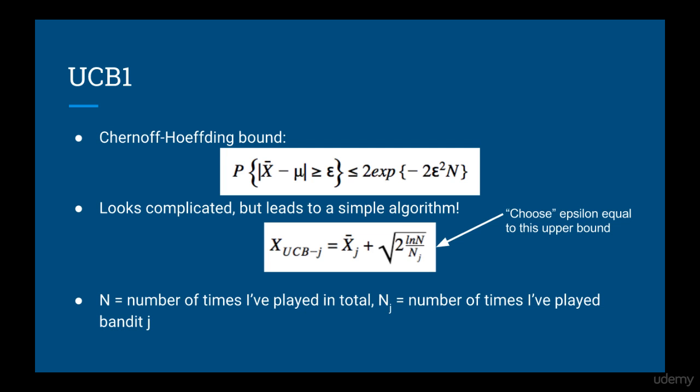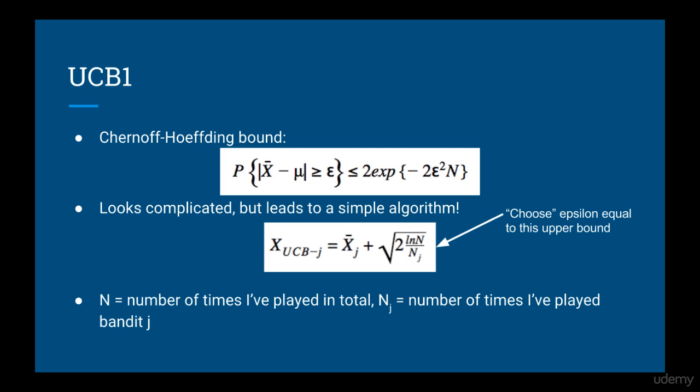The details are outside the scope of this course, but the algorithm is just as simple as the others we've looked at. The idea is, we take the upper confidence bound to be the regular sample mean plus the square root of 2 times ln n divided by n_j. This is equivalent to choosing an epsilon equal to the square root and everything inside it.